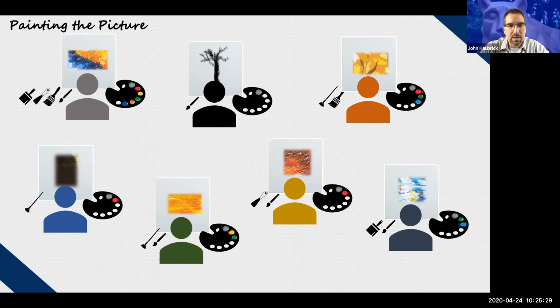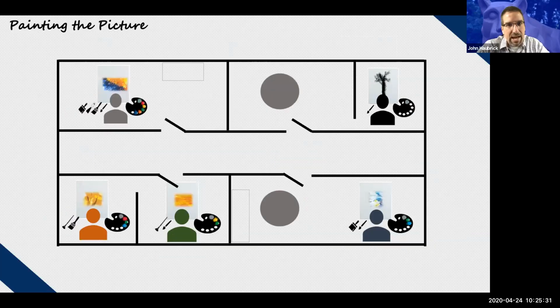A couple other things that happen, many of you could probably relate to, is that isolation can happen anywhere. It can happen in the same office building. These people are all painting their picture behind closed doors, and you don't have anybody really seeing what everybody else is doing.